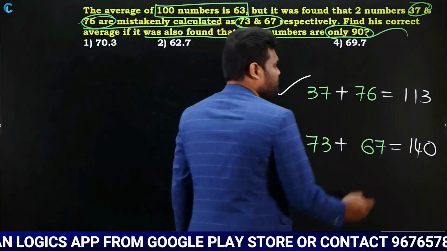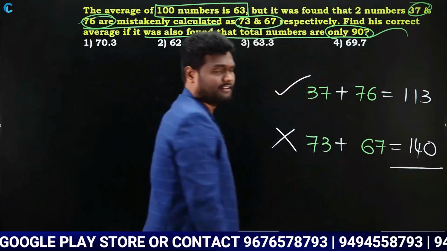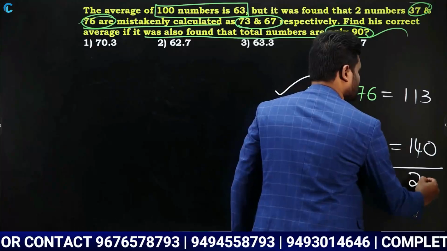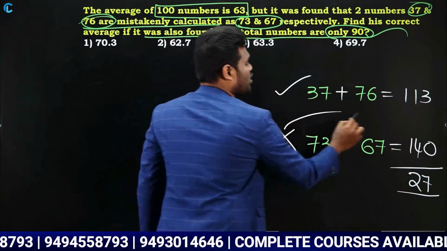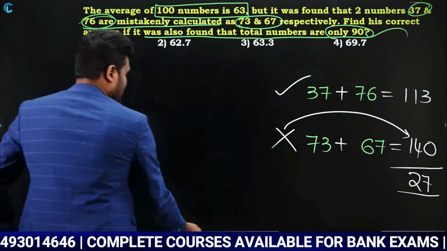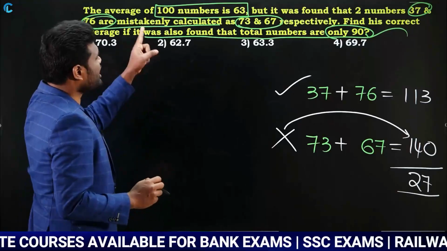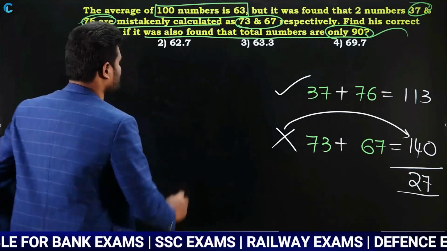Now if you observe here, this is the correct value and this is the wrong value. Take the difference. If you take the difference, 140 and 113, the difference is 27. Now as the wrong value is more, you need to subtract this. Yes or no? So let us subtract this. But as the question has mentioned, observe carefully, the numbers are not 100 numbers, it is only 90 numbers. So what am I supposed to do?